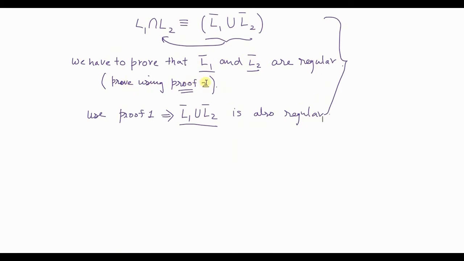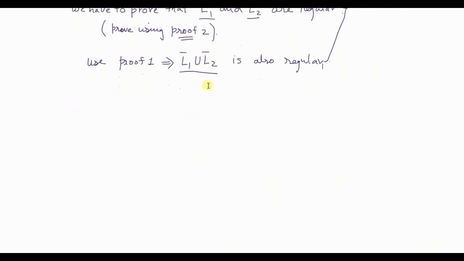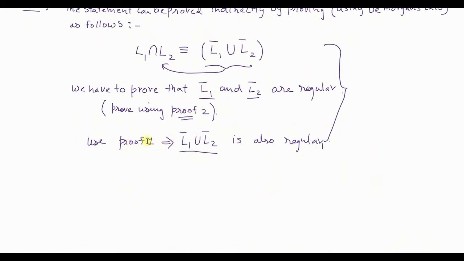You can use proof number 2. You can use proof number 1. Okay, you can use proof number 1. Once you have proved L1 bar, L2 bar is regular, you can use proof number 1, and using proof number 1 you then prove that L1 bar and L2 bar is regular.